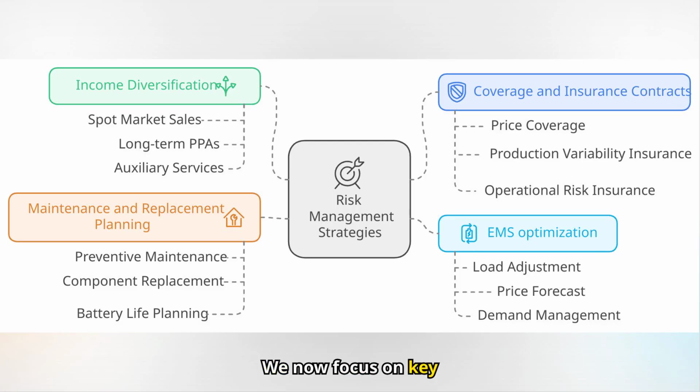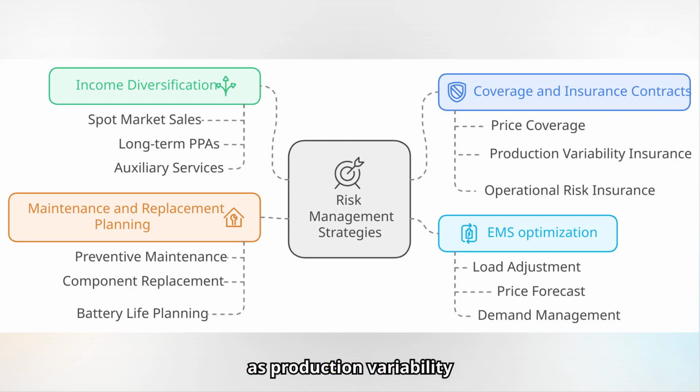We now focus on key risk mitigation strategies such as revenue diversification, hedging contracts, and preventive maintenance. Diversifying revenues through long-term PPAs and ancillary services markets reduces dependence on the spot market and ensures stable cash flows.